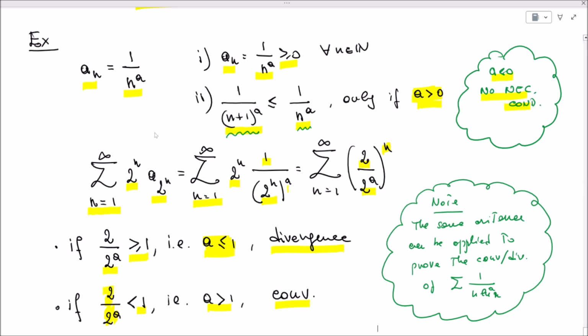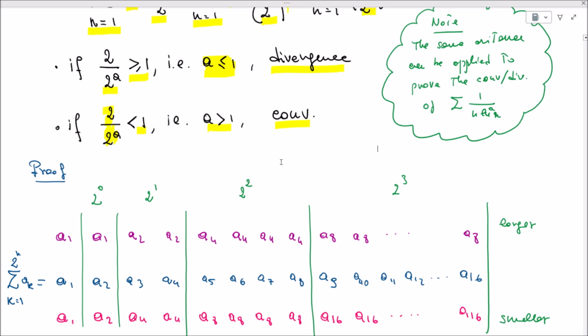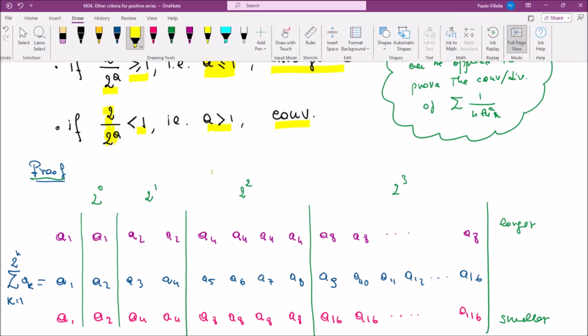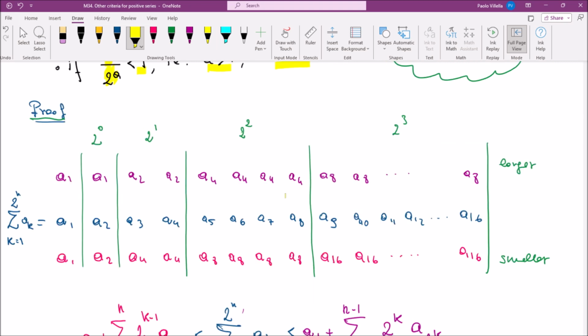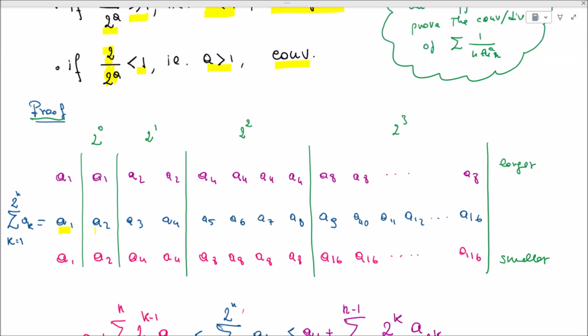Now let's go to the proof of Cauchy's condensation, which is quite interesting as a method. So, proof of Cauchy's condensation. Let me start by writing all the elements of the sequence up to an index which is a power of 2. So we have a1, a2, a3, a4, a5, a6, a7, a8, a9, a10, a11, up to a16. So you see, I'm just stopping at a power of 2.